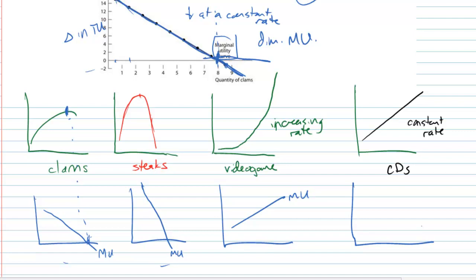And for the CDs, if you've got total utility increasing at a constant rate, then your marginal utility looks like this. It's positive and it's constant all the way through. If you want to put it in terms of numbers of utils, say that each CD gives me 10 additional utils. Our values here are 10, 20, 30, and so on. Down here it's just 10, 10, 10, 10. Each additional CD gives me 10 utils. My total utility is building at this constant rate. My marginal utility is constant at 10 utils per CD.